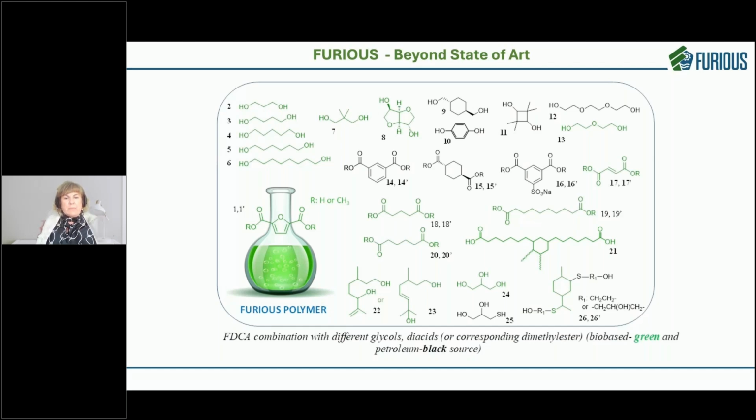As you can see, some chemical formulas are in green because they are monomers from bio-based origin, and the others are in black because they are from fossil resources. We intend to use most of them in our project.